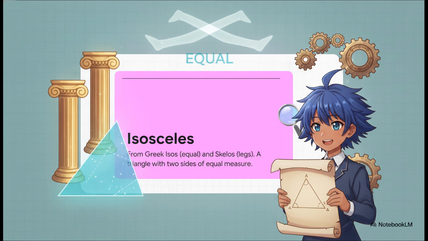You've got isos, which means equal, and skelos, which means legs. Equal legs. So by definition, an isosceles triangle is literally any triangle that has two sides, or legs, of the exact same measure. If you can lock those two Greek roots into your memory right now, I promise you will never forget the core property of this shape.